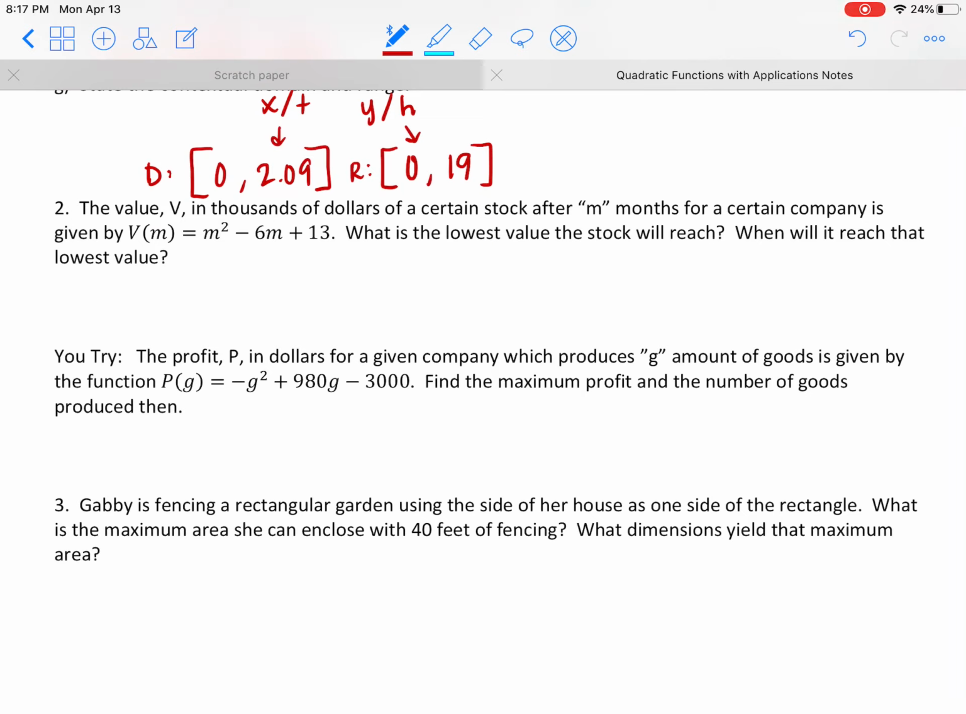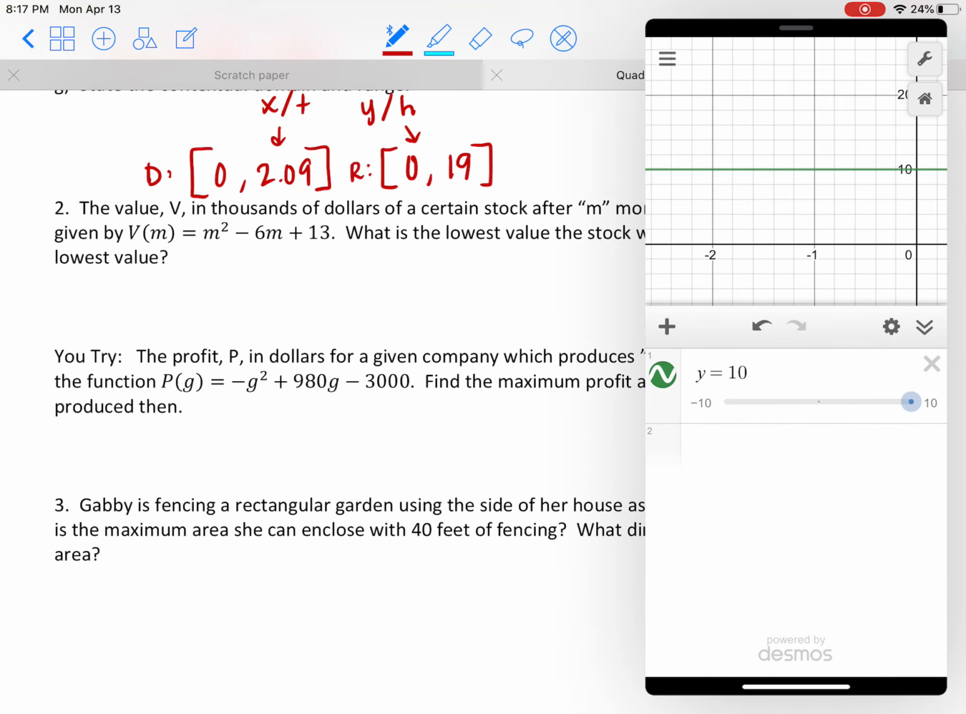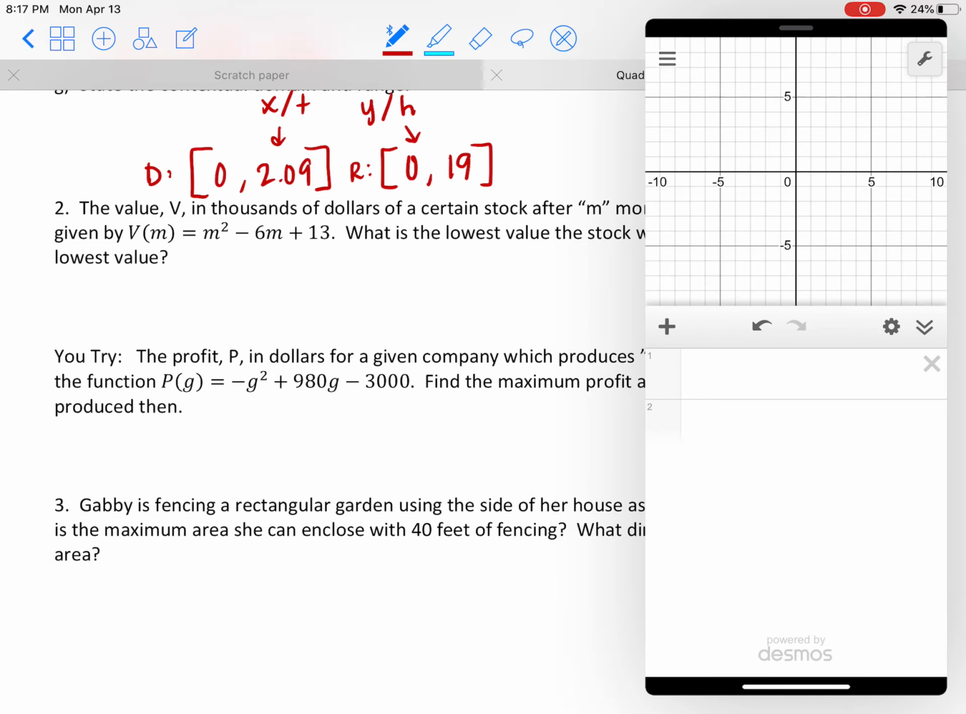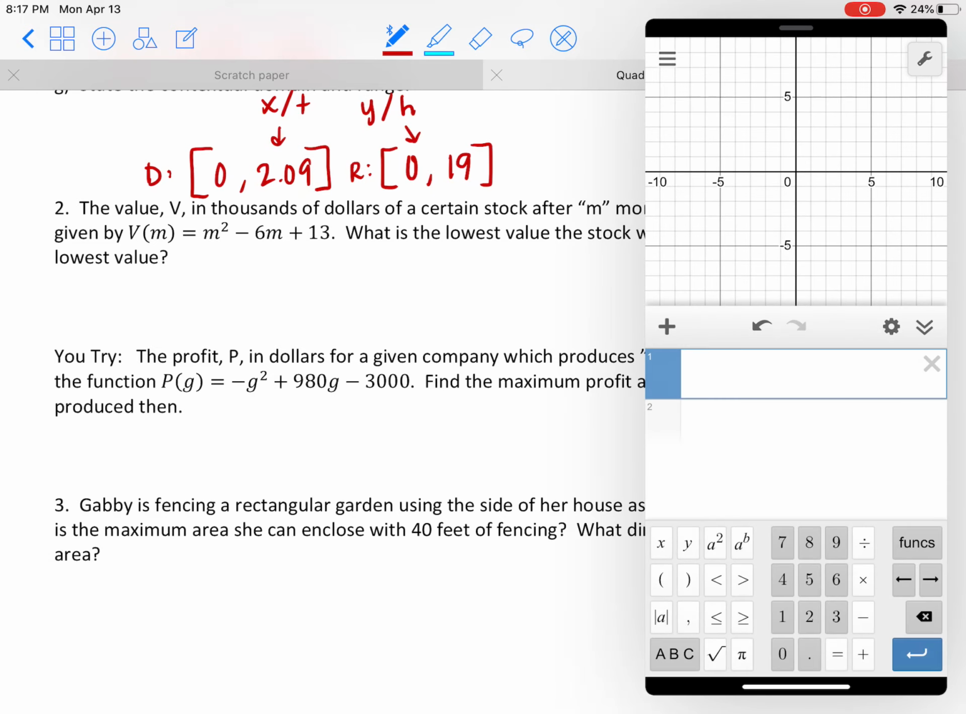So the value V in thousands of dollars of a certain stock after M months is given by V of M equals M squared minus 6M plus 13. What is the lowest value the stock will reach, and when will it reach that lowest value? Now, if I gave you a quadratic function, even without asking you any questions, what would you try to do with your quadratic function? Well, hopefully if I gave you an equation, you'd be trying to solve it. If I gave you a function, graph it. Okay, that's what we do with functions, we graph them.